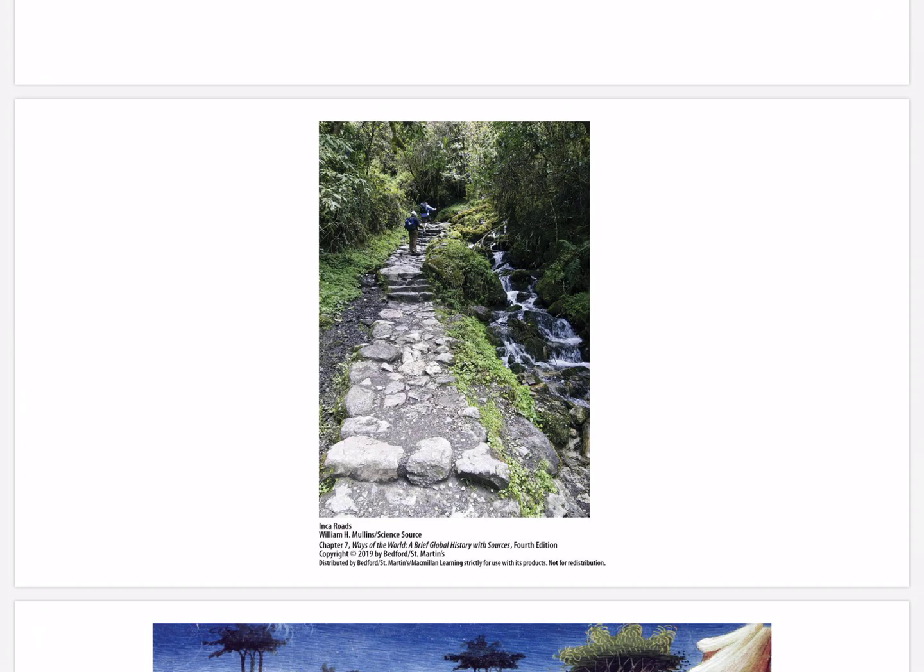So let's explain how the roads pictured here strengthened Inca civilization. Well, these state-created roads transported goods and information and held together a rather geographically fragmented, mountainous civilization.